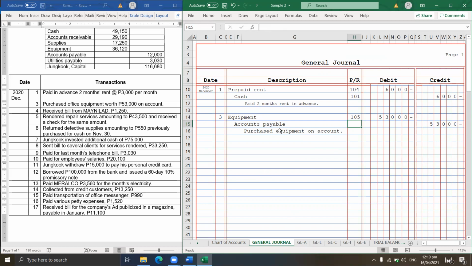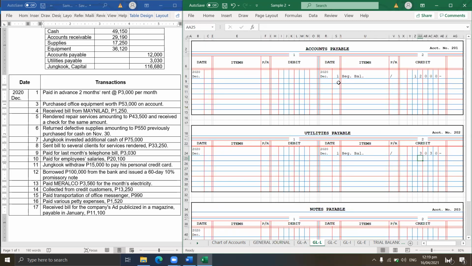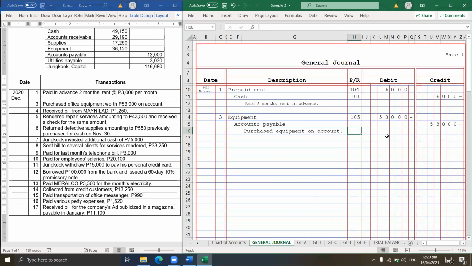Then to complete, we have accounts payable. Find the ledger, then post 53,000 in the credit side. So December 3, nothing in the items. PR of the general ledger, GJ1, amounting to 53,000 for our posting. After that we have account number 201 to be written in our posting reference in the journal. So let's put 201. We are done with the second transaction. You are now ready to analyze our third transaction. Just leave one space.